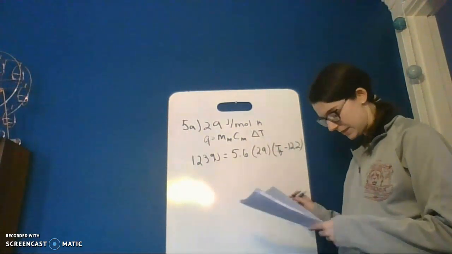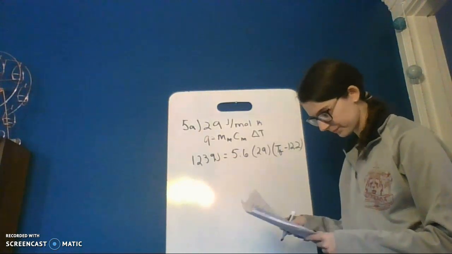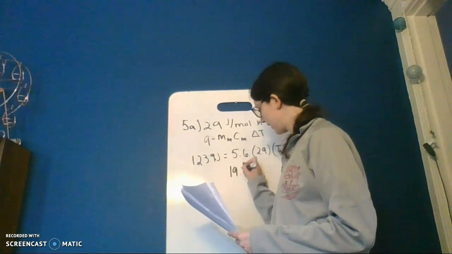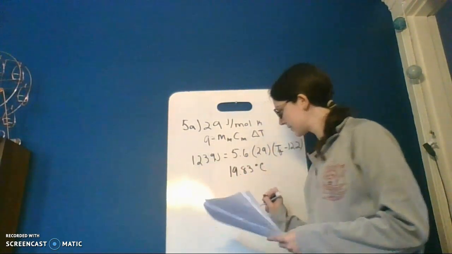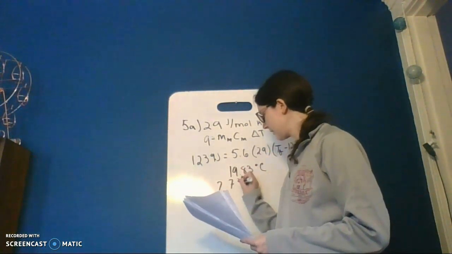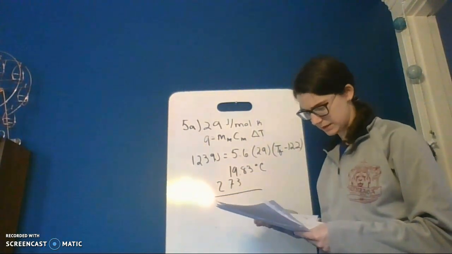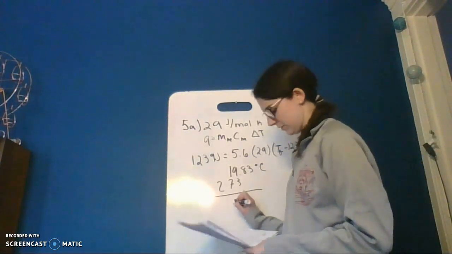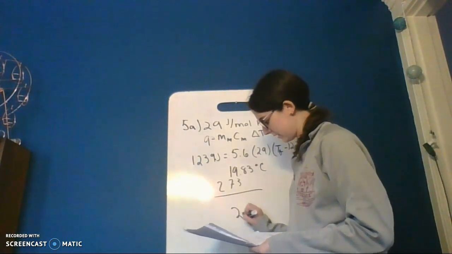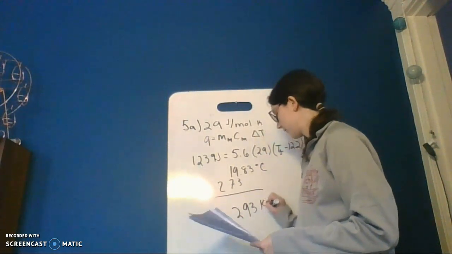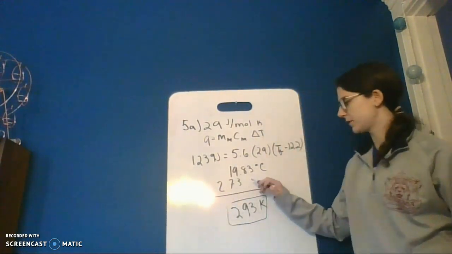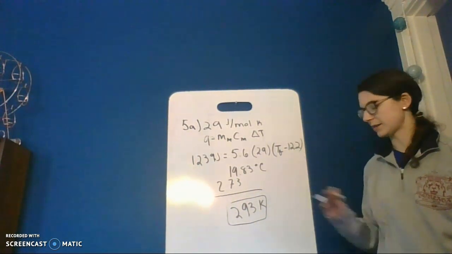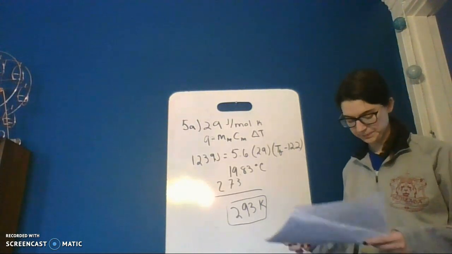So if we solve for TF here, the final temperature, what you end up getting is 19.83 degrees Celsius. If we add 273 to that, we get basically 292.8. So we can just round that up to 293 degrees Kelvin. Okay, so I added the 273 at the very end. You could add it to the 12.2 right here, and you should get that same answer for the final temperature.